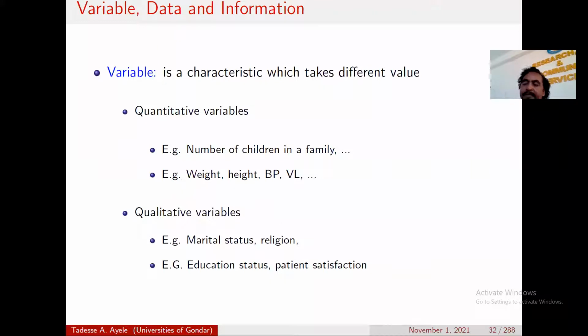Now, I think just giving basic concepts about biostatistics will lead us to the most frequently used concepts like variable, data, and information. Most commonly, we work on variables, then the variable will lead us to data, and the data will lead us to information.